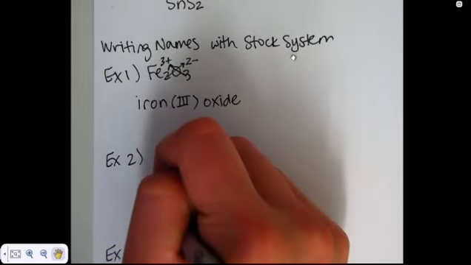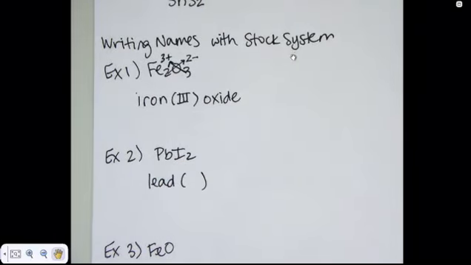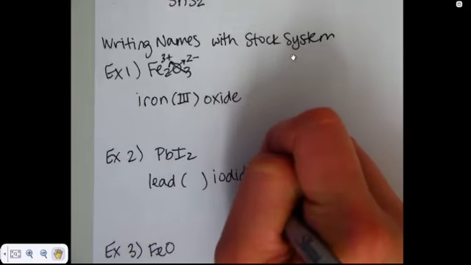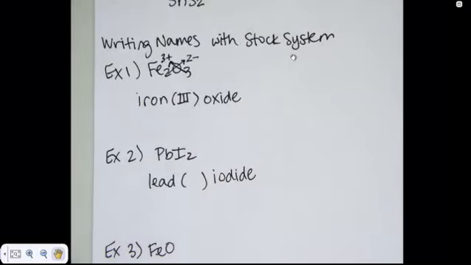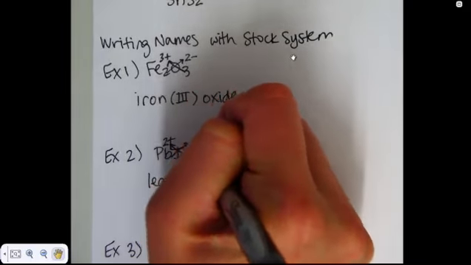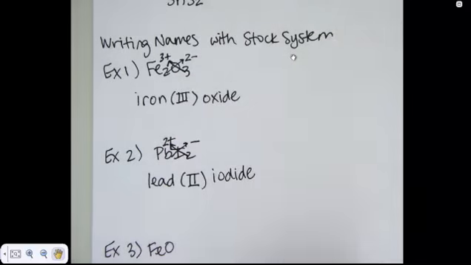Here's another one. I know that Pb is lead, and I know that lead is one of those elements that needs a Roman numeral, and I know that I is iodide. We will uncross the charges, which means that lead must have been 2 plus, and that's Roman numeral 2.